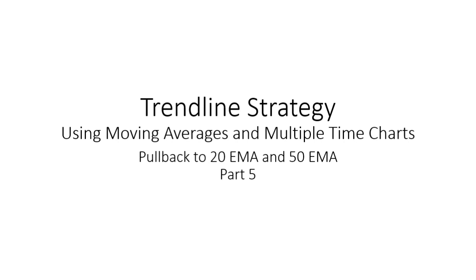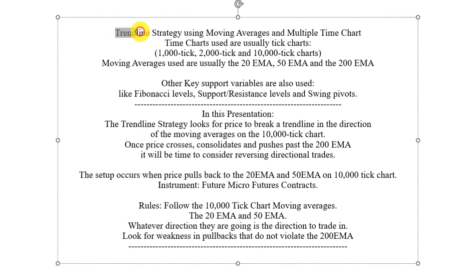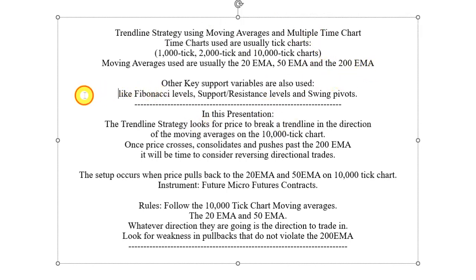Let's take a look at what we're studying on this 5th part. This is all for the same concept of trendline moving average strategy, trendline break with moving averages, going long, going bullish, and we're just slightly changing the idea of what trend line or what moving average we're going to use when it pulls back. We've been going deeper and deeper on the pullback. So in this one, it's a trend line strategy using the moving averages, multiple time charts, of course.